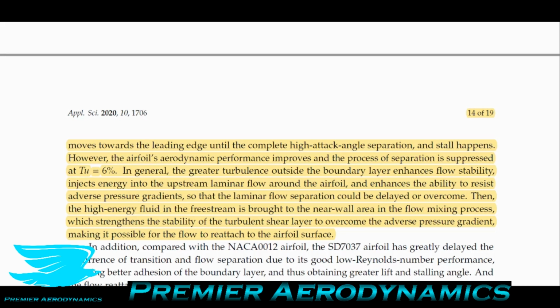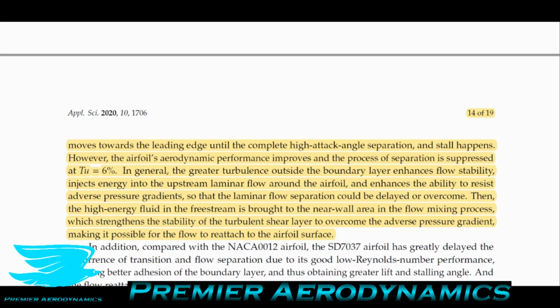They say the greater turbulence outside the boundary layer enhances flow stability. So that's directly related to the laminar separation bubble, because I mentioned how LSBs are very delicate. If you change the turbulence density, it can really change it very dramatically. And even angles of attack changes it dramatically. So by having a high turbulence density level, you can get rid of the LSB and make your airfoil much more predictable, much more stable. So that's what they mean there.